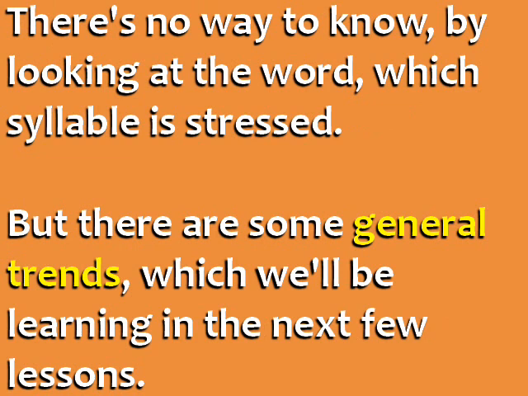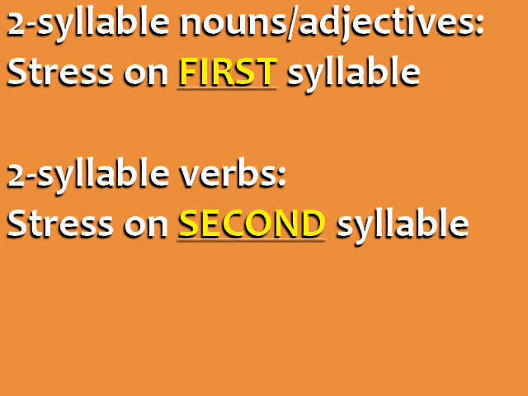Unfortunately, there is no way to know from simply looking at the written form of the word which syllable is stressed. You need to listen to it or look it up in the dictionary. But there are some general trends which we'll be learning in the next few lessons. One of them is that two-syllable nouns and adjectives tend to have the stress on the first syllable, and two-syllable verbs tend to have the stress on the second syllable.